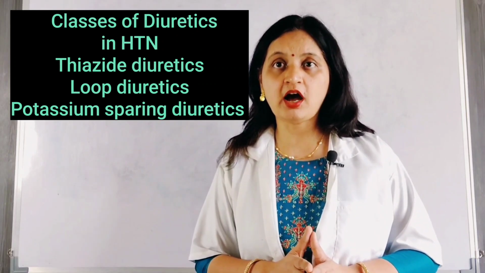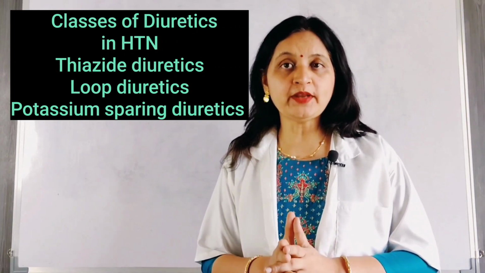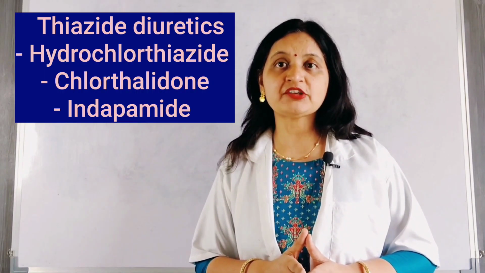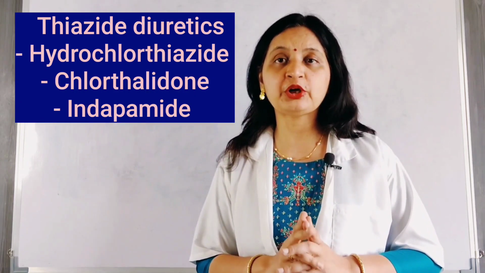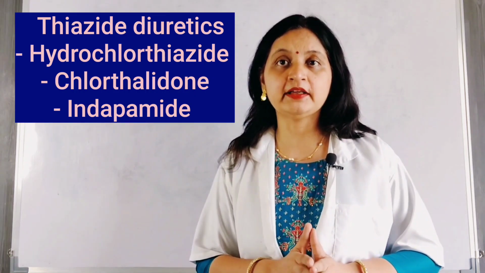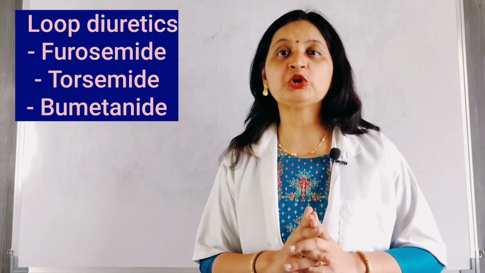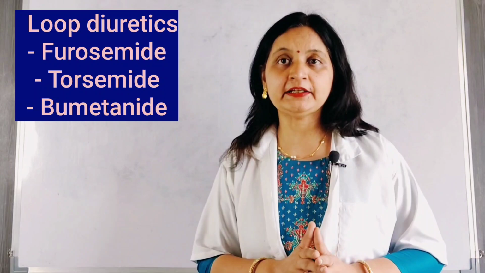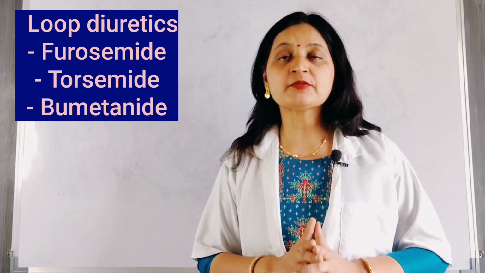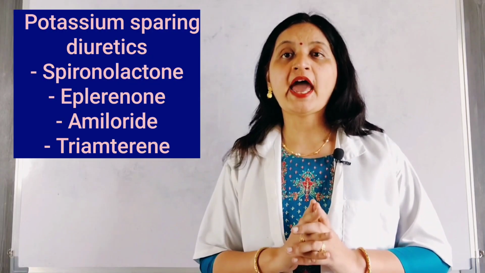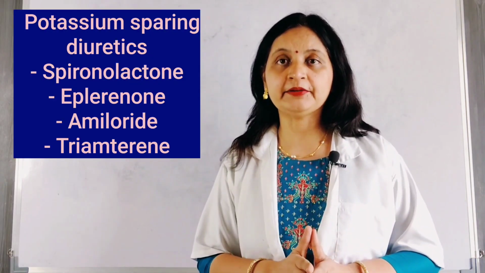The various classes of diuretics that are used in hypertension are thiazide diuretics, loop diuretics and potassium sparing diuretics. Some examples of thiazide diuretics used in hypertension are hydrochlorothiazide, chlorthalidone, indapamide. Some examples of loop diuretics are furosemide, torsemide, bumetanide. Examples of potassium sparing diuretics are spironolactone, eplerenone, amiloride and triamterene.